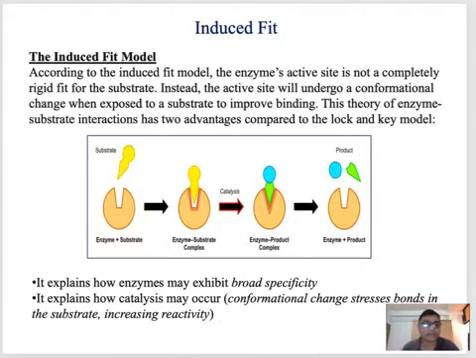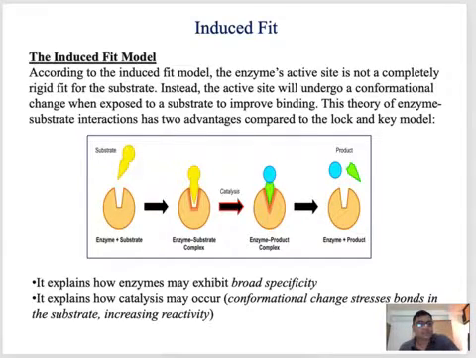Another advantage is that this model explains how catalysis may occur. Conformational changes stress bonds in the substrates, increasing reactivity. When the substrate binding site changes its shape, which is called conformational change, the chemical bonds also get some changes or stresses, which ultimately can increase the reactivity, the reaction rate.